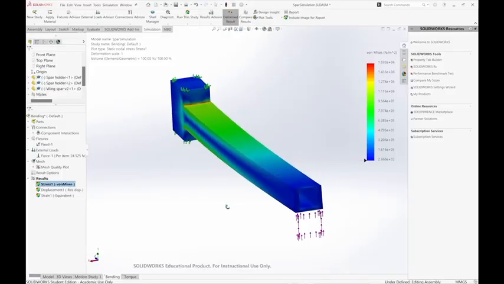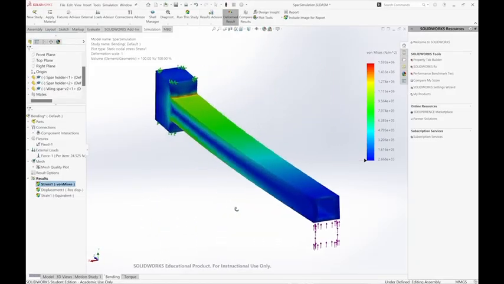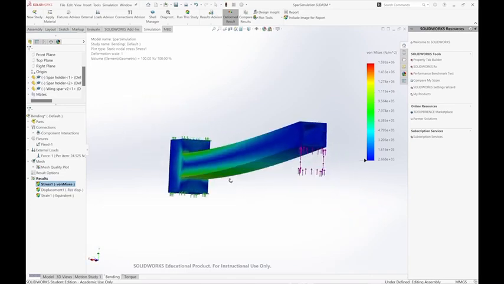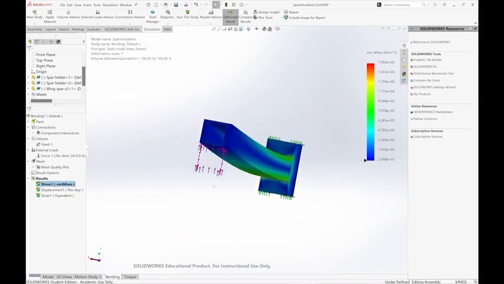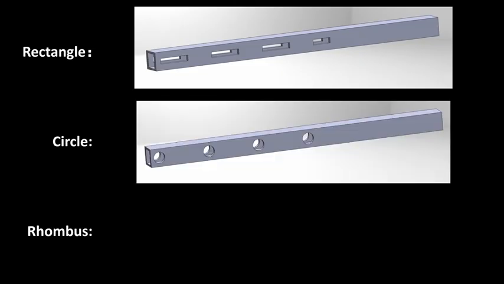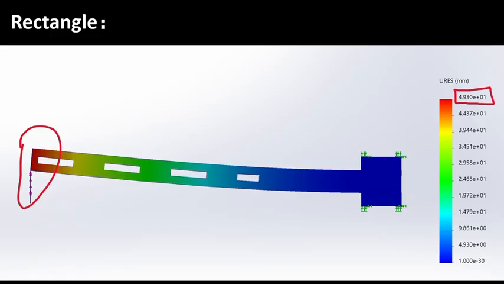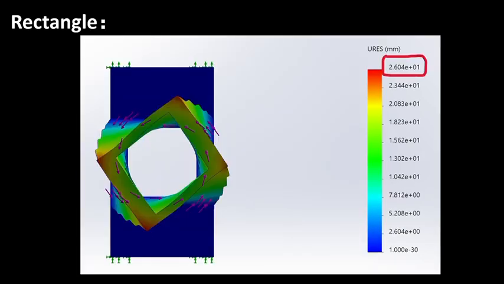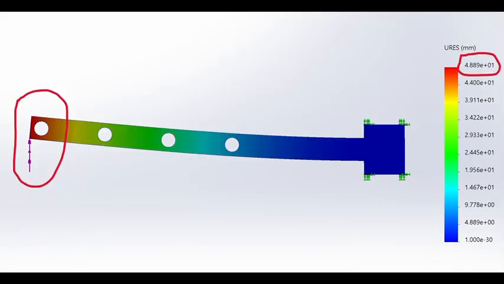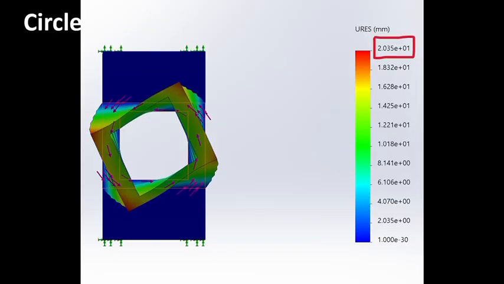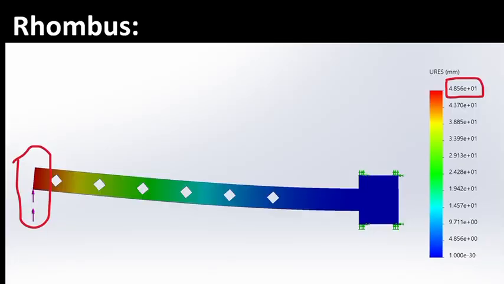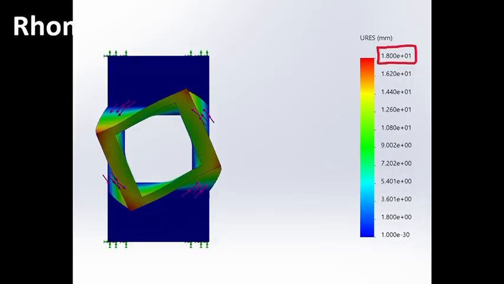Based on the simulation results, we can reduce the mass of the spar by removing material from the least stressed part. We make 3 designs: rectangles, circles, and rhombus. Rectangular hollows have the largest displacement and rotation angle among the 3, and second are circular hollows. The rhombus has the smallest bending displacement and smallest rotation angle, which makes it the best option to carry out the experiment.